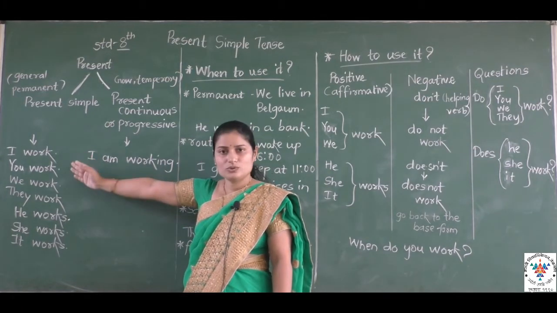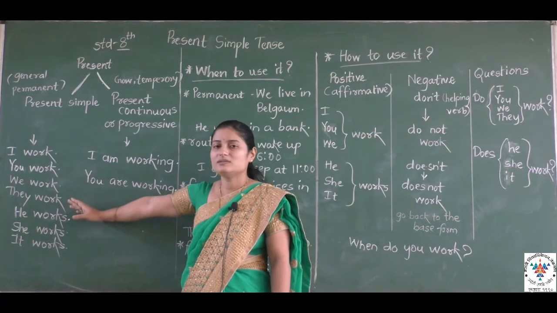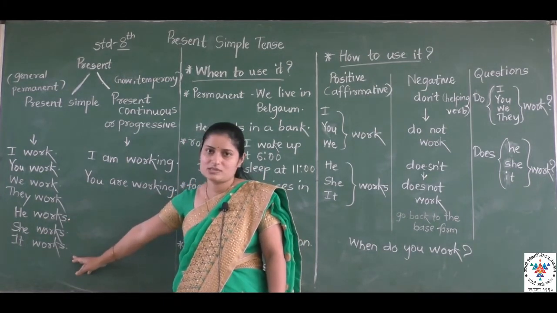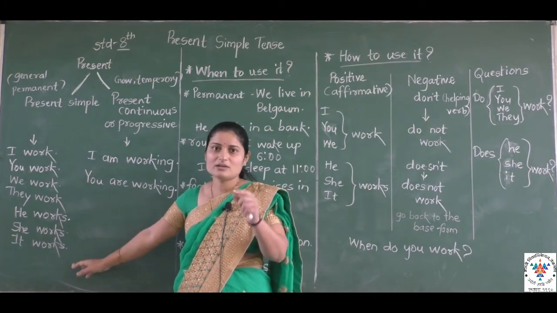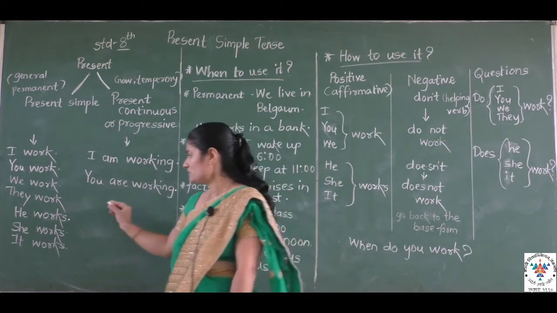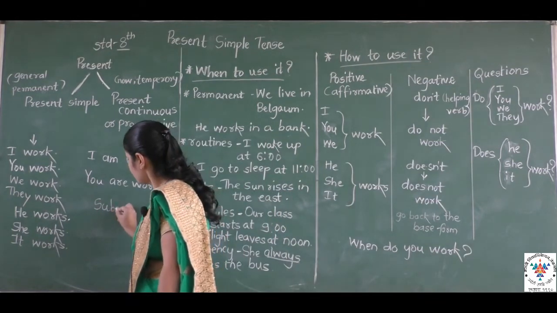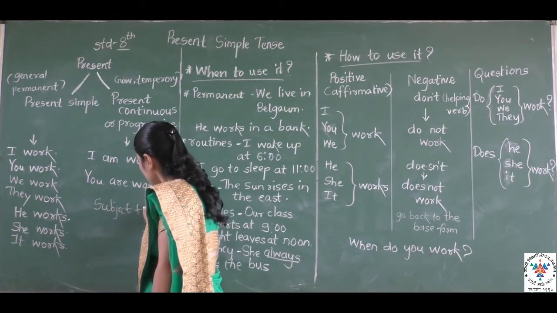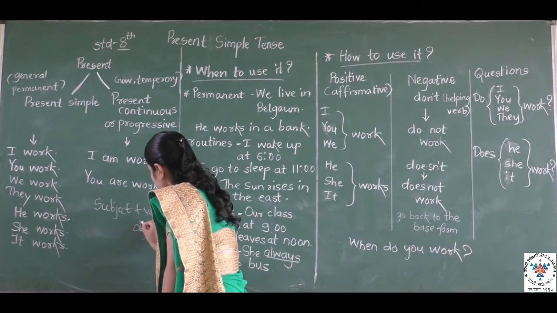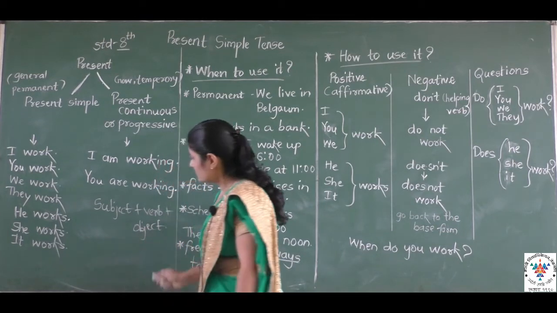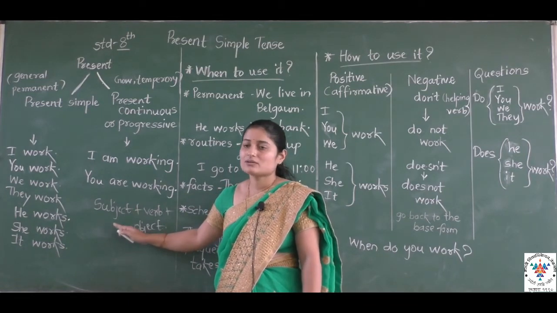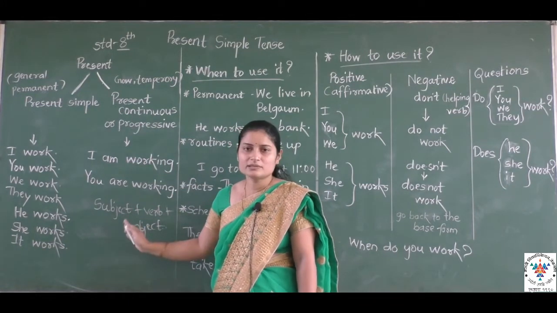I work, you work, we work, they work, he works, she works, it works. So the most important part, the formation of the simple present tense, is subject plus verb plus object. This is the formula, or the format, of simple present tense.